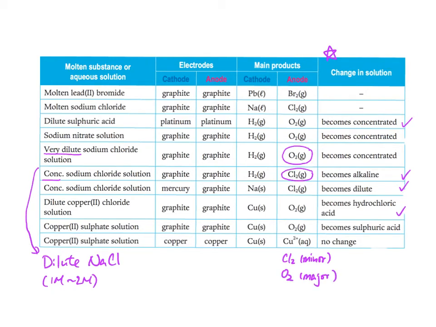Because at the beginning, the chloride ion is a little bit more than very dilute, but it is not concentrated. So only some of the chloride ion will be able to discharge and give out chlorine. But mainly, it is still the hydroxide ion that discharges to give O2. So this one is mentioned in this table. I just want you to remember that.